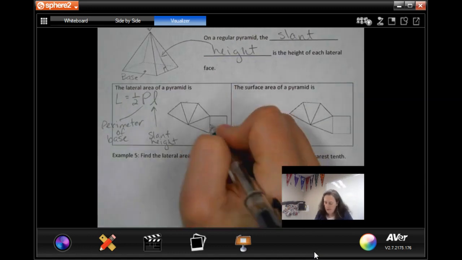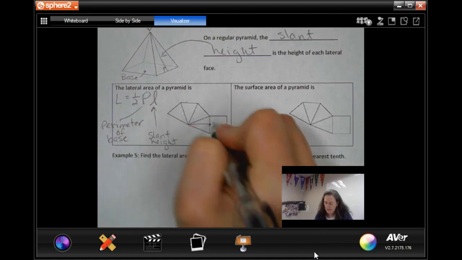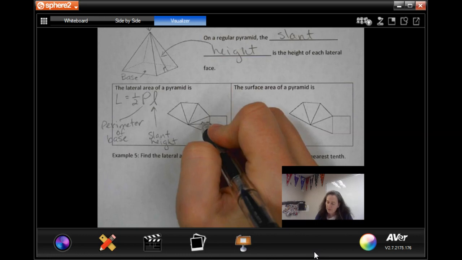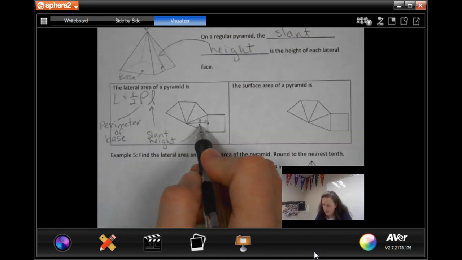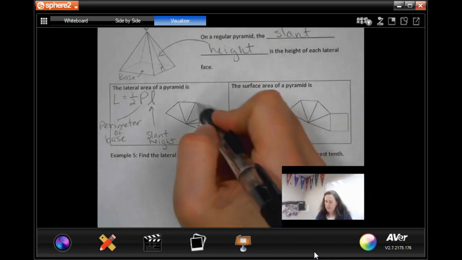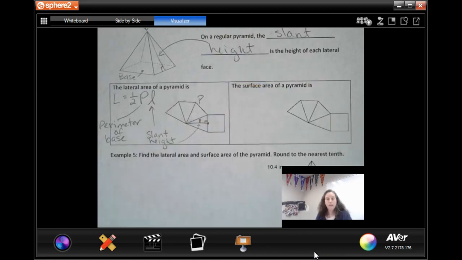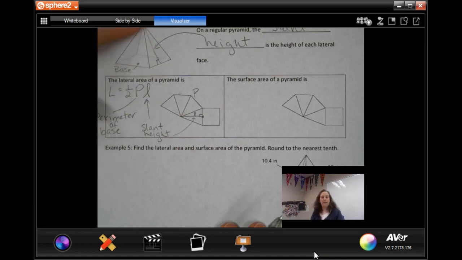So it would have to be from the center of the base up to the vertex, and it forms that right angle. That's our cursive L, or our slant height. We can even put a little arrow right there. That's the slant height. And then the perimeter gives us this outside edge here. So I'm going to put a capital P next to that. Okay, we will try this. Once you know that, that's just the lateral area. So that's everything sticking up from the base.